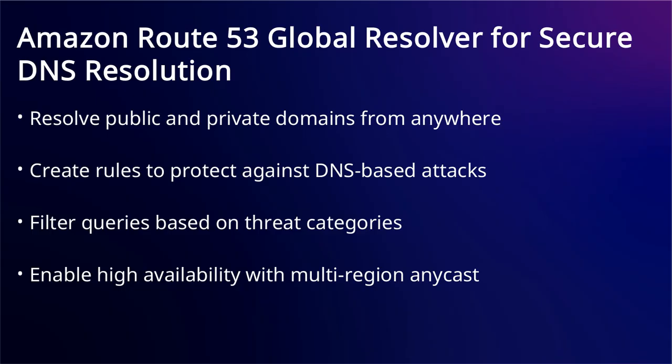Organizations face challenges in securely resolving DNS queries for both public and private domains across distributed networks. Amazon Route 53 Global Resolver addresses this by providing internet-reachable DNS resolution for authorized clients. You can resolve public and private domains from any location, enhancing flexibility.